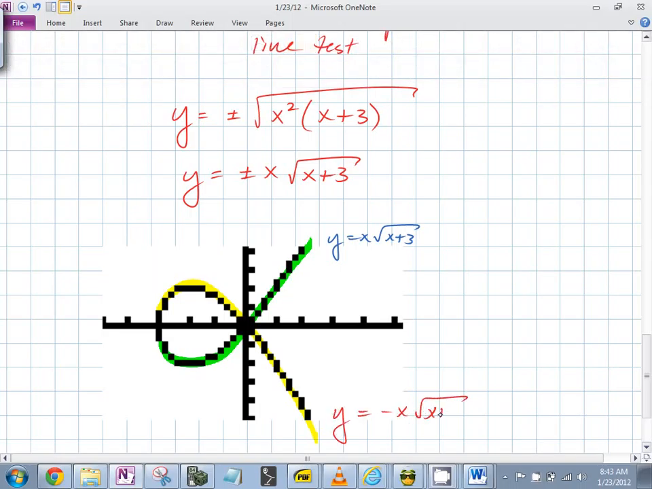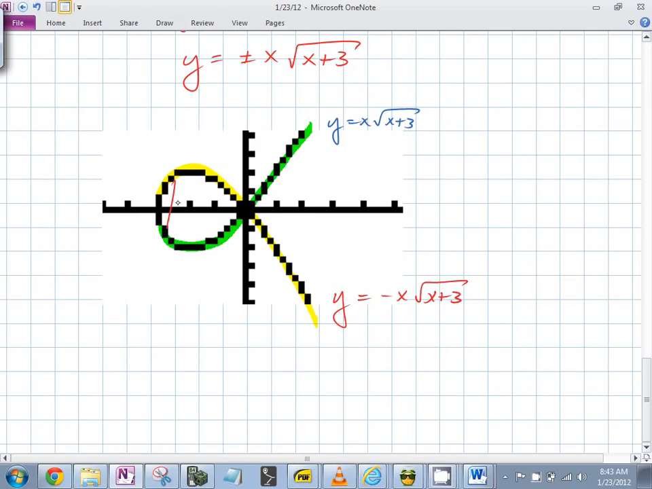Okay, so if we're finding this region right here, we have our upper function and our lower function, right? So we have the integral of our upper function, which is going to be negative x times the square root of x plus 3. And what are we going to subtract from it? X plus 3, correct? And it's dx.